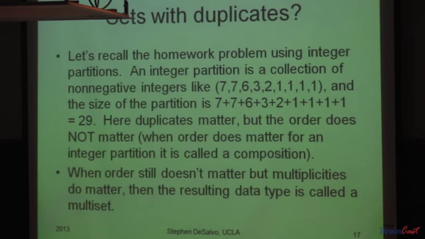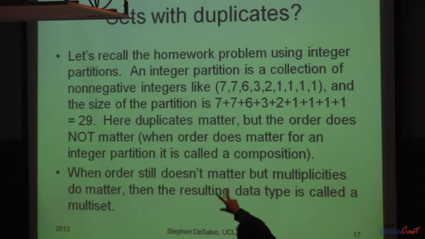Okay, I'll end with this idea, which is, I had you do a homework assignment with integer partitions, right? That was one of the combinatorial sequences I had you work with. An integer partition is not a collection of distinct elements where order doesn't matter. An integer partition is a collection of objects where order doesn't matter, but multiplicities do.